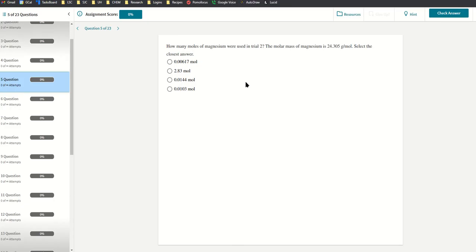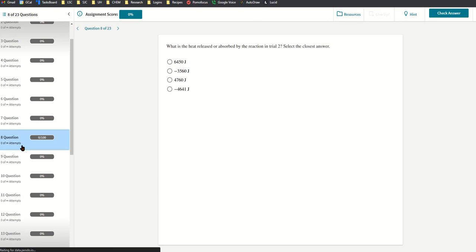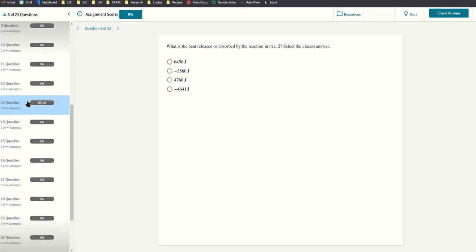So don't think it's just coming out of nowhere. There's a reason for calculating moles in each trial. And the moles you will be calculating will always be for magnesium. Keep that in mind, because the amount of hydrochloric acid always stays the same. So that's not what's changing. Okay, so you'll get there.